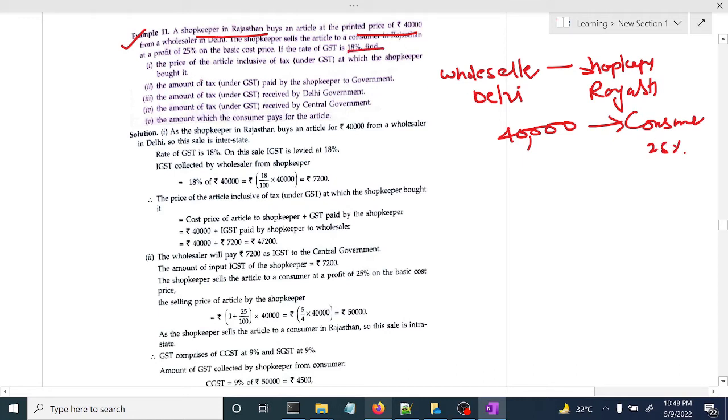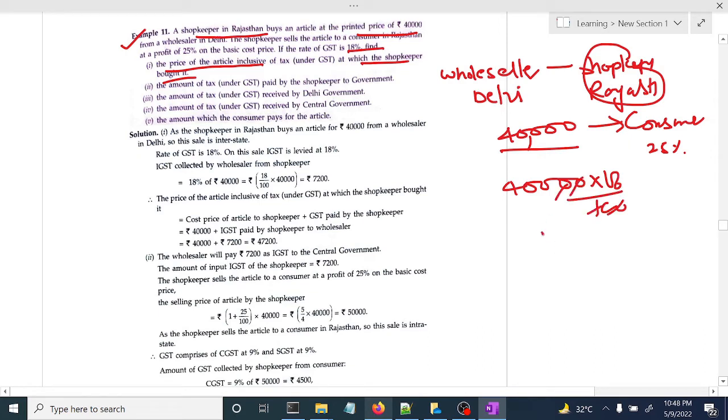GST is 18%. So the price of the article inclusive of tax at which the shopkeeper bought it: this is the printed price, then 18% GST, 7,200. It's very straightforward. So this is done. Then the second point.